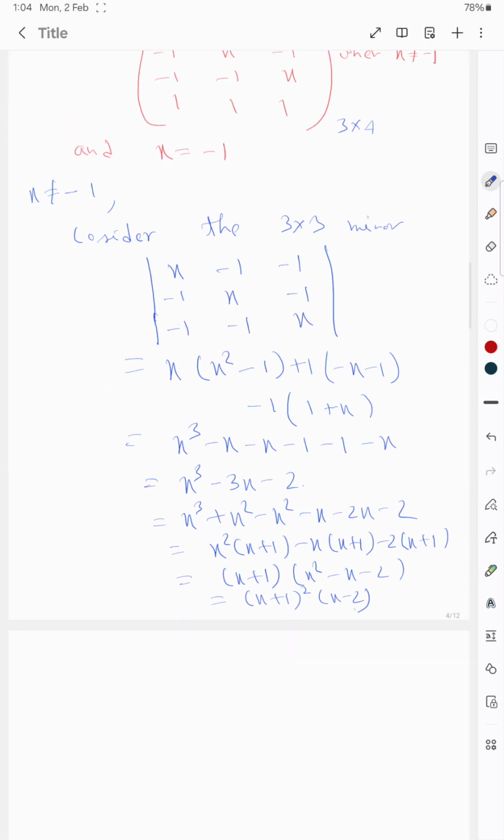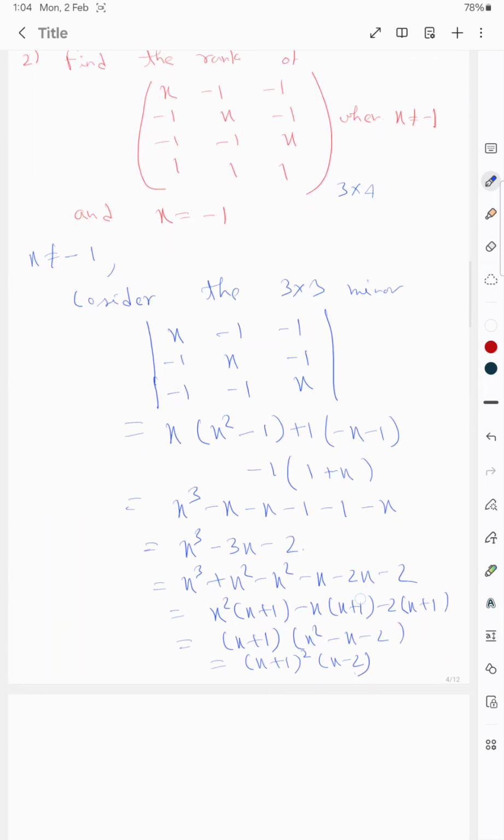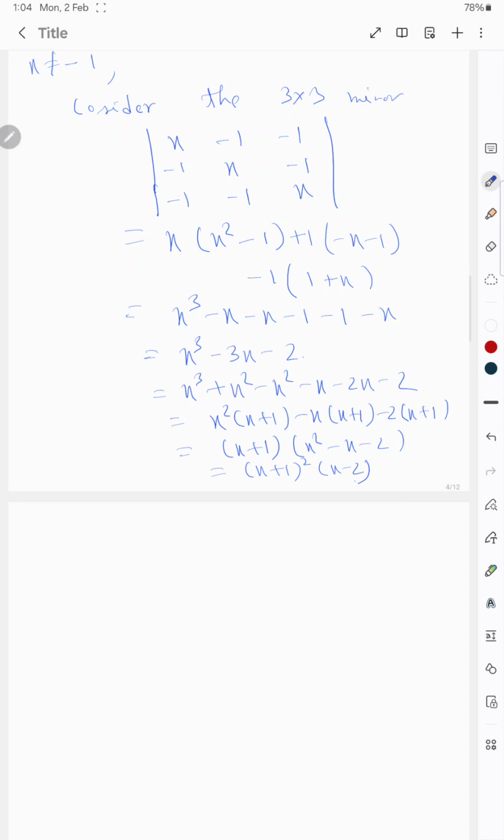So still they asked only for x not equal to minus 1, but there is a possibility the x value may be 2, right? So then you have to consider, if x equals 2, what is the rank? That you have to check. So we can say from here, if x is not equal to minus 1 and 2, then rank is 3.